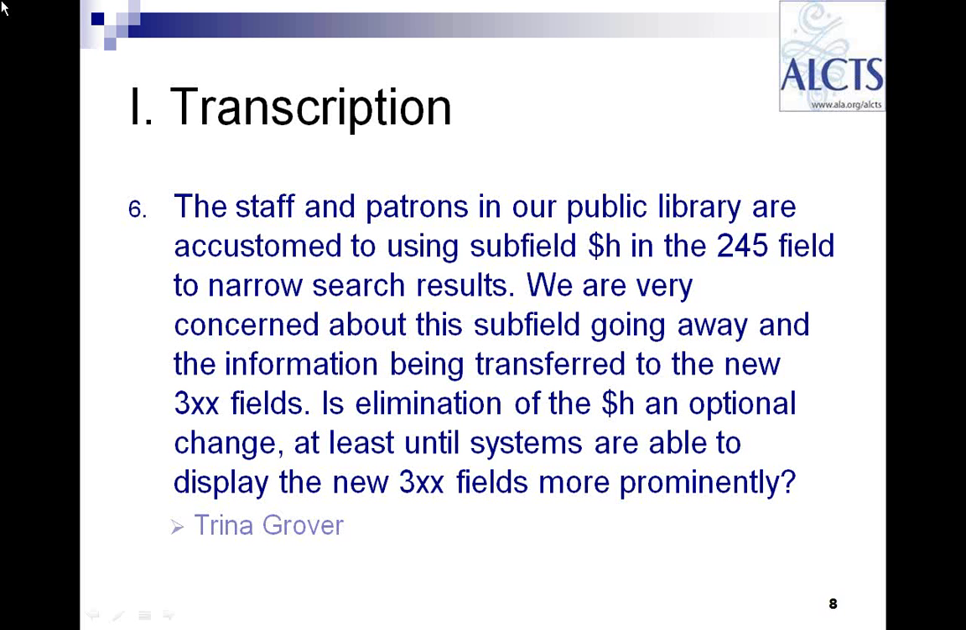Okay, question number 6. The staff and patrons in our public library are accustomed to using Subfield H in the 245 field to narrow search results. We are very concerned about the subfield going away and the information being transferred to the new 3XX fields. Is elimination of the subfield H an optional change, at least until systems are able to display the new 3XX fields more prominently?